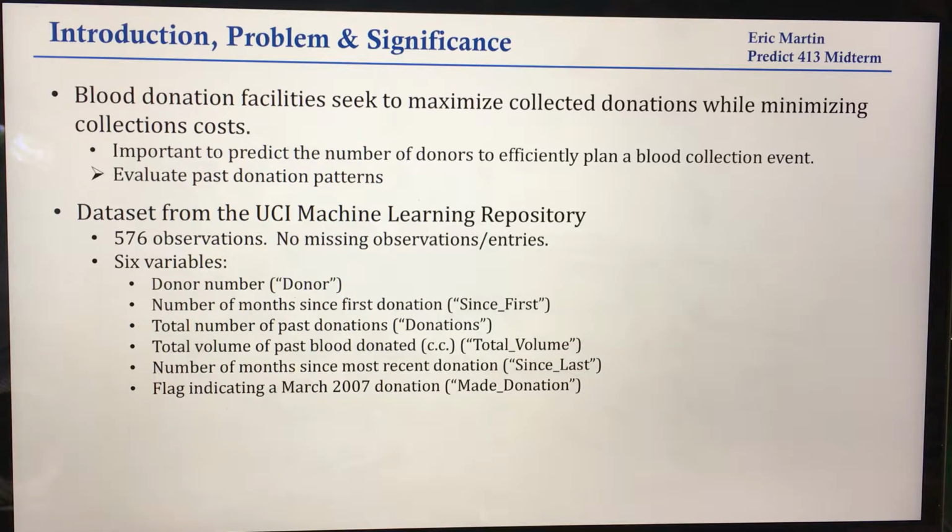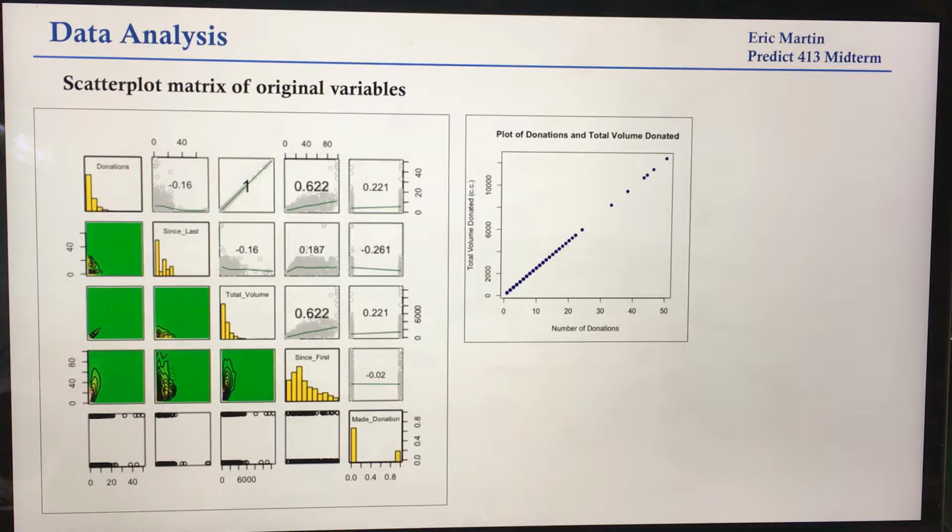There were no missing observations, and it included 6 variables: the donor number, the number of months since the first donation, the total number of past donations, the total volume of blood collected in the past, the number of months since the most recent donation, and a flag variable indicating whether the donor made a donation at a March 2007 event. A scatterplot matrix of these variables showed that they were heavily skewed, and there was perfect correlation between the number of donations and the total volume donated. These two variables were essentially measuring the same thing, since the volume of blood donated at each event is constant, therefore meaning these were perfectly collinear variables.